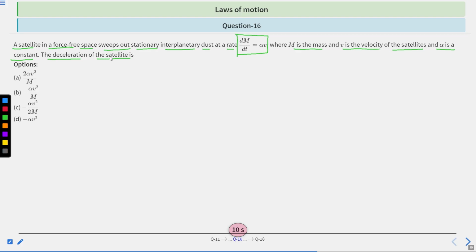The options given are: A, 2 alpha v square divided by m. B option is minus alpha v square divided by m. C option is minus alpha v square divided by 2m. And D option is minus alpha v square. Which one is correct? Clear? You have 10 seconds to solve this question. After that, we will provide a solution.